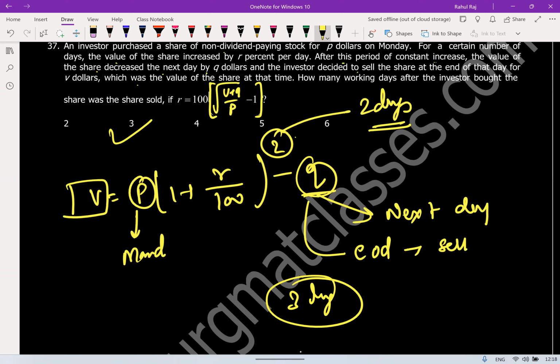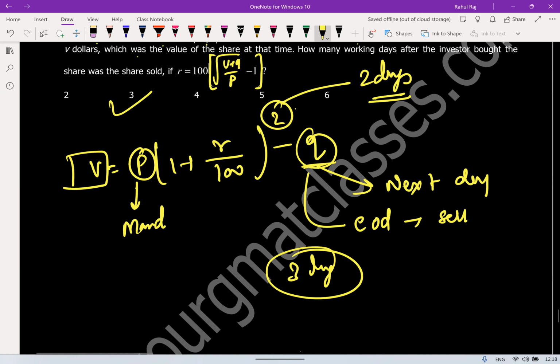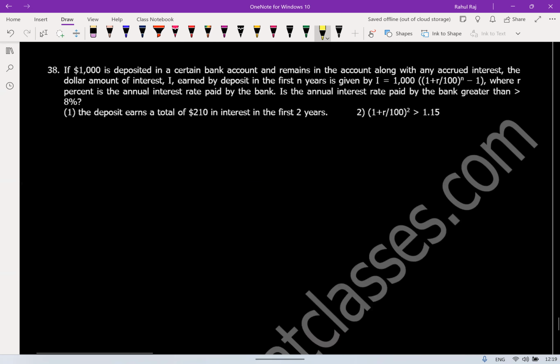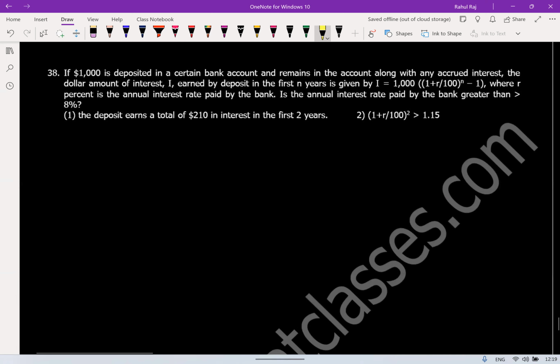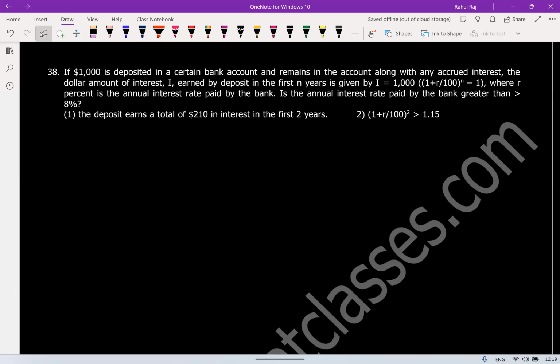It looks to be a very difficult problem, but it's the easiest problem that you can get in the exam. Everything is given. So be very sure: if the problem looks very complex, and you read it a bit properly, you will think it's going to be a very simple step. Question 38, please. Take a minute.